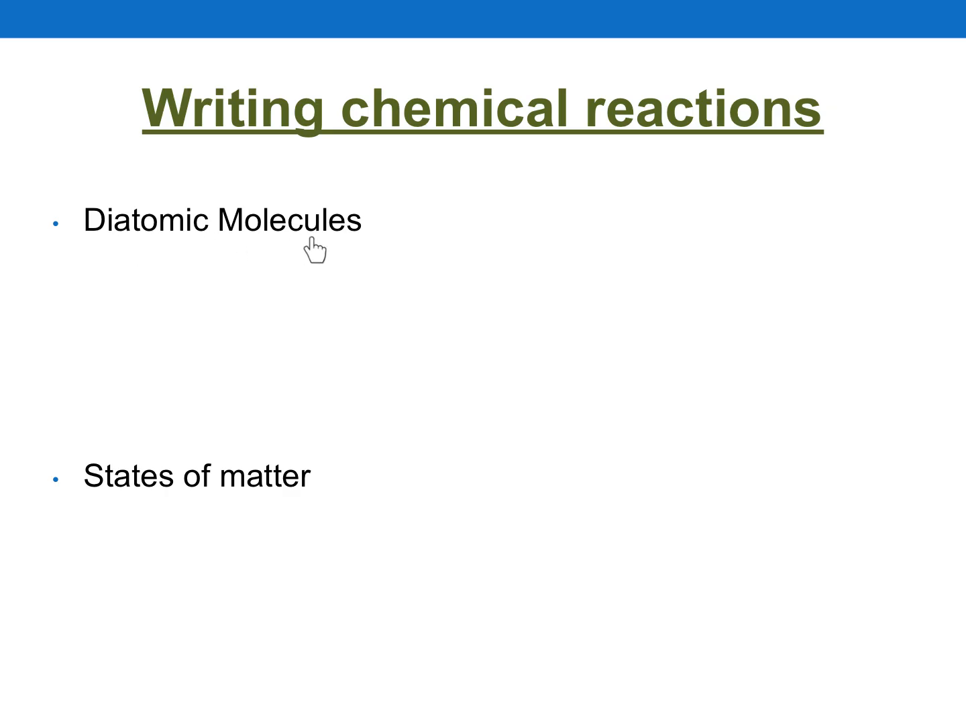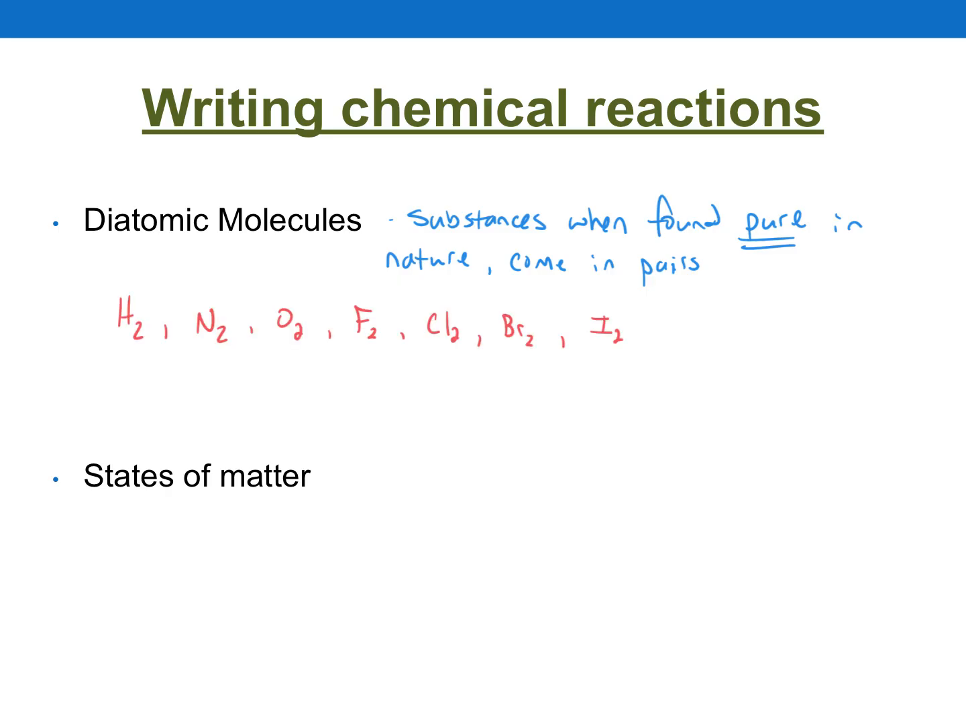Now, depending on your chemistry teacher from first trimester, you may already know what diatomic molecules are. But let's review them because it's new to some students, especially students who had me as teacher in first trimester, because I did not talk about diatomic molecules. What are diatomic molecules? Well, these are substances that when found pure in nature always come in pairs, and they are nonmetals. Not all nonmetals, but these specific nonmetals. They are H2, N2, O2, F2, Cl2, Br2, I2. These are the diatomic molecules.